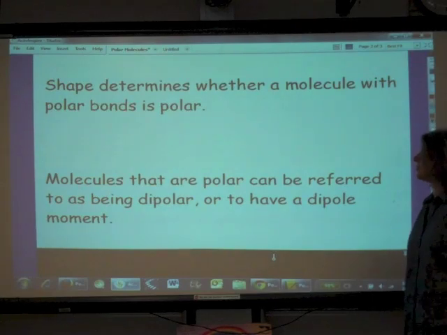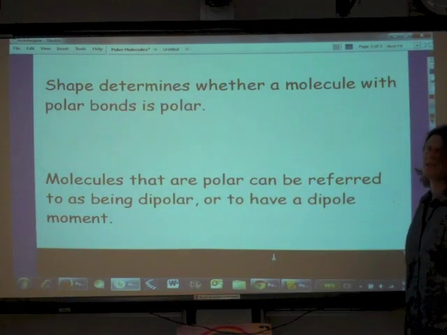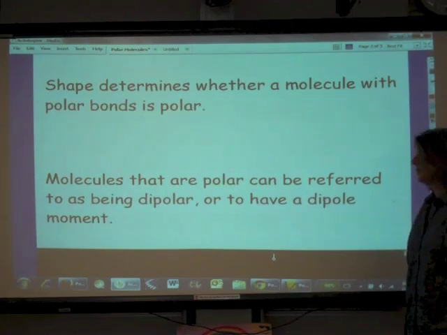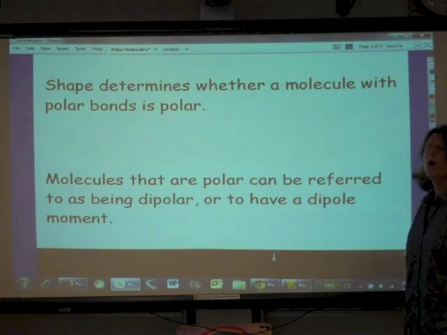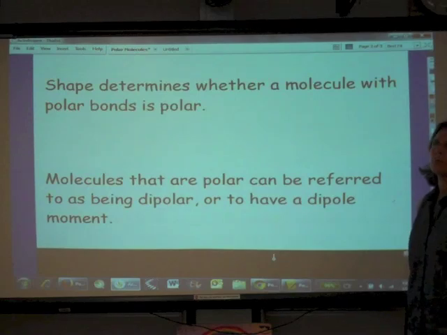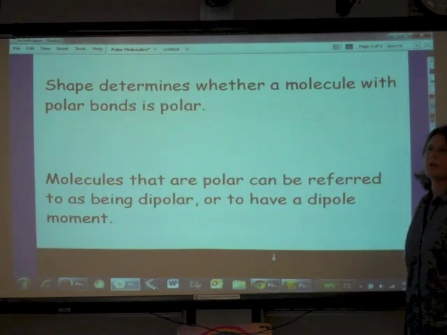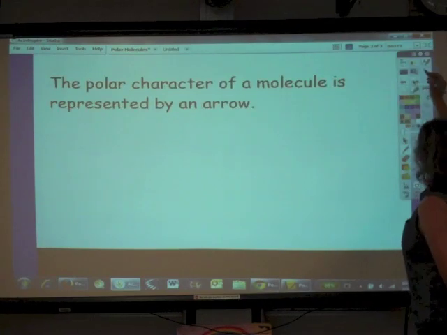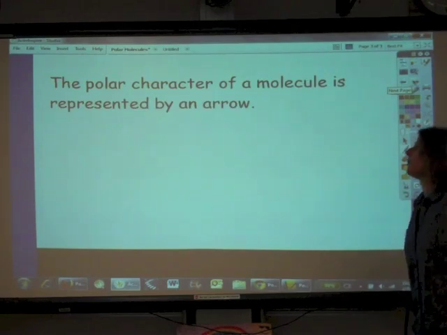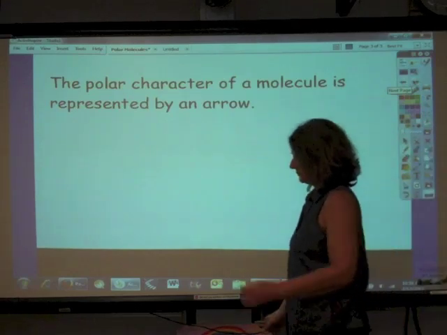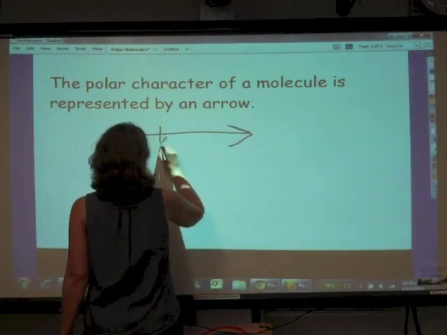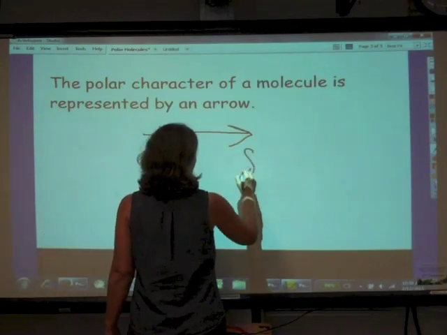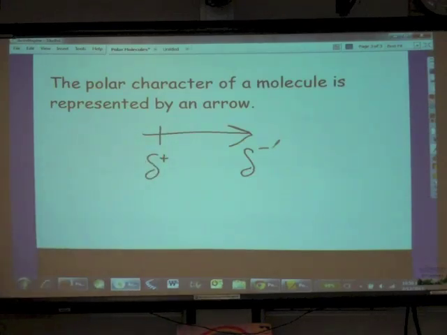So let's have a little jargon here. Molecules that are polar can be referred to as being dipolar, which is kind of redundant, or as having a dipole moment. So a polar molecule can be referred to as being dipolar. Or if somebody asked you, does this particular molecule have a dipole moment? That would mean, is this molecule polar? The polar character of a molecule is represented by an arrow. This is electropositive, and the arrow points to the electronegative portion of the molecule.